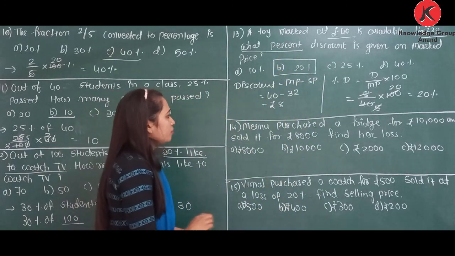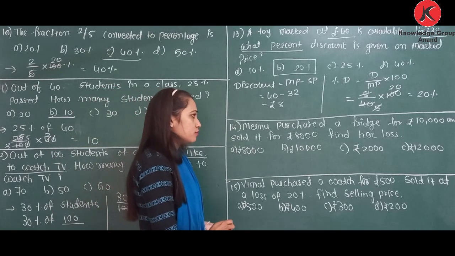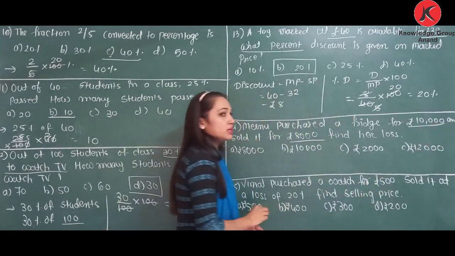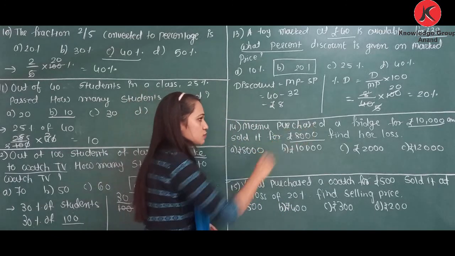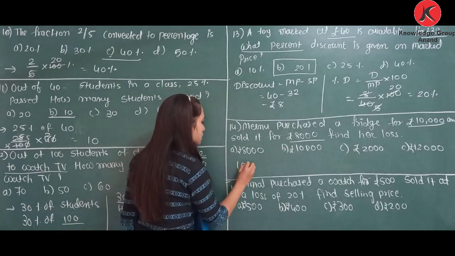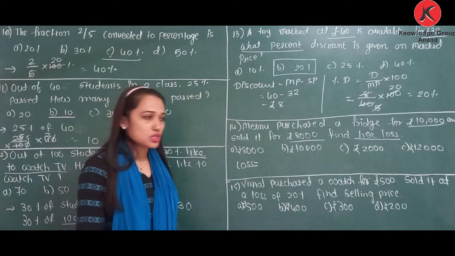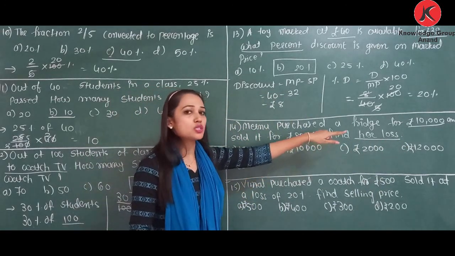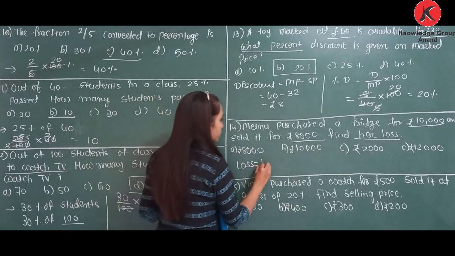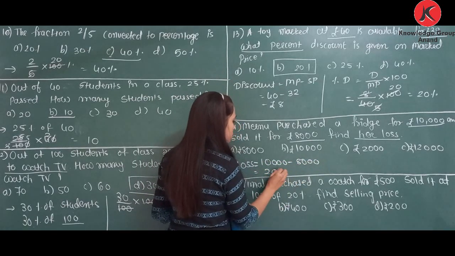Now next, Minu purchased a fridge for rupees 10,000 and sold it for 8,000. Find her loss. She bought the fridge for 10,000 and sold it for 8,000, so it is a loss because cost price is 10,000, selling price is 8,000. So we can find the loss in rupees. Only the loss is asked, not loss percentage. The question can be changed: instead of loss, it may ask to find her loss percentage. At that time, we also need to find the loss percentage. So 10,000 minus 8,000 is equal to 2,000.